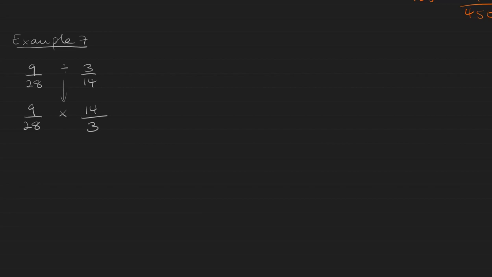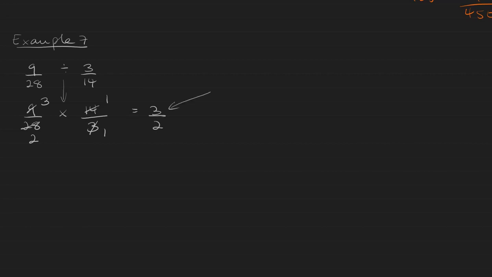We can multiply it first, or we can reduce it first before we multiply. I prefer to reduce and then multiply because the numbers are easier to multiply. So 3 divided by 3 is 1. 9 divided by 3 is 3. 14 divided by 14 is 1. 28 divided by 14 is 2, and we have here 3 over 2.